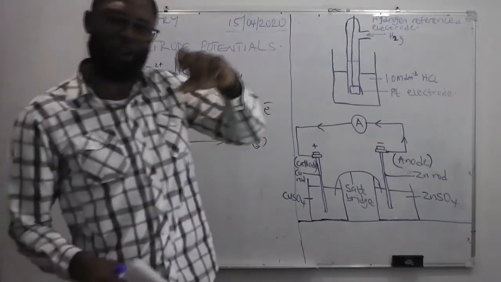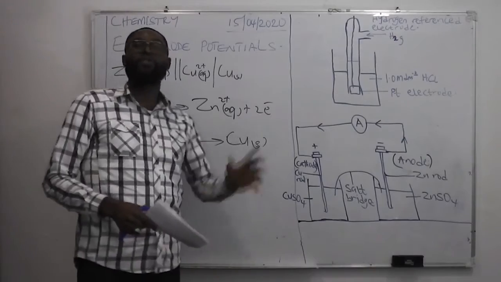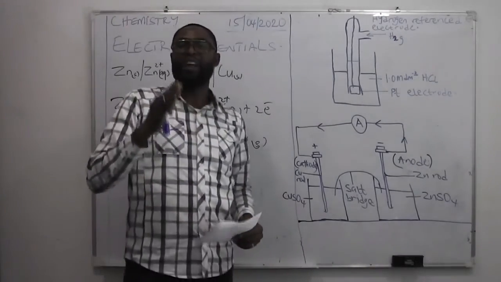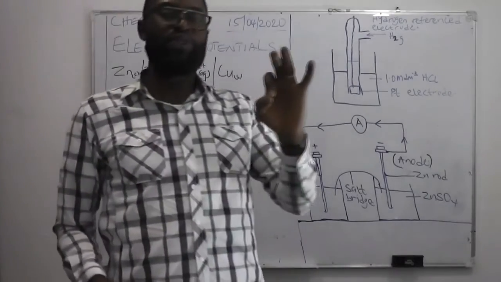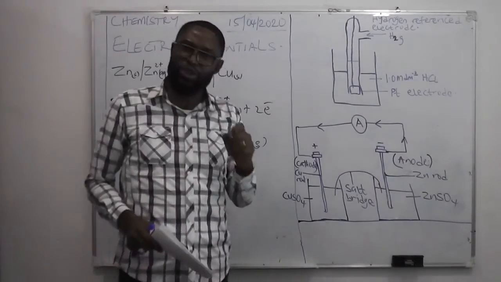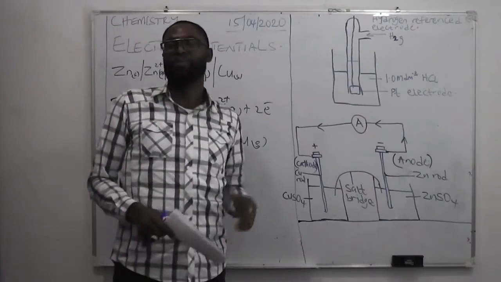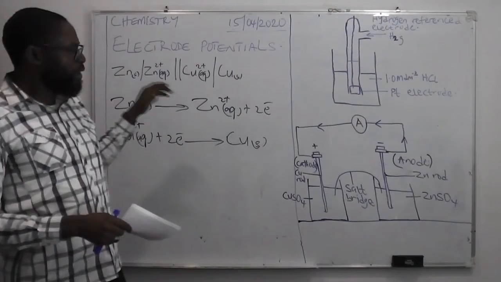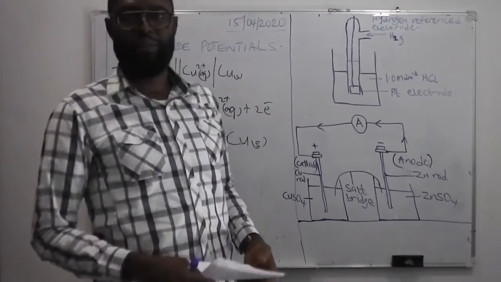Having known this, we are going to talk about standard electrode potentials. Before we talk about that, there are conditions that lead to having a standard electrode potential. First of all, it has to exist at an atmospheric pressure of 1 atmosphere. Then the temperature must be 25 degrees centigrade, that is 298 Kelvin. And of course, the solution that we are using must have a concentration of 1.0 mole per dm cube. When all this is attained, we are going to have a standard electrode potential.